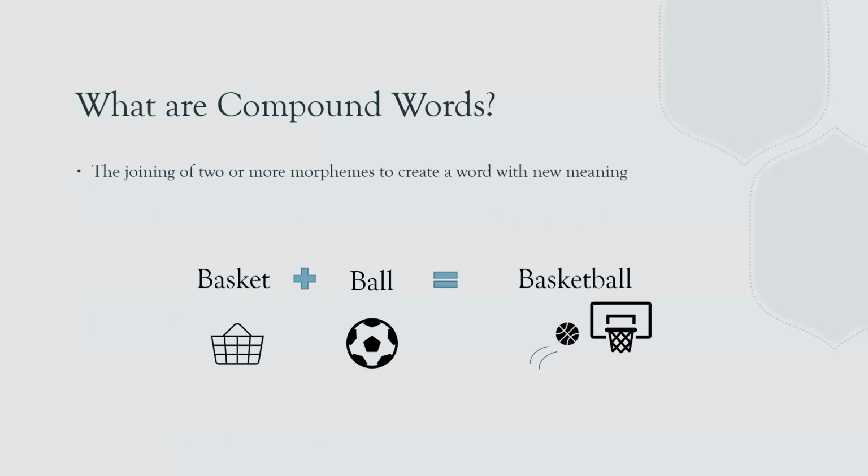For this example here, we have basket and ball. Now, separately, a basket is an item that you use at the grocery store to carry other items. Ball, well, there are lots of different kinds of ball, but when we put those two words together, we get basketball, which is something specific and new. A little bit different than both the words basket and ball, but together they carry a little bit of meaning from each word.